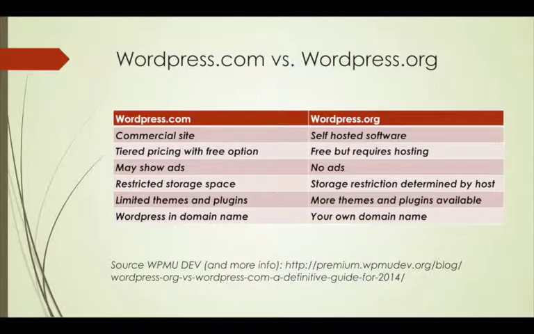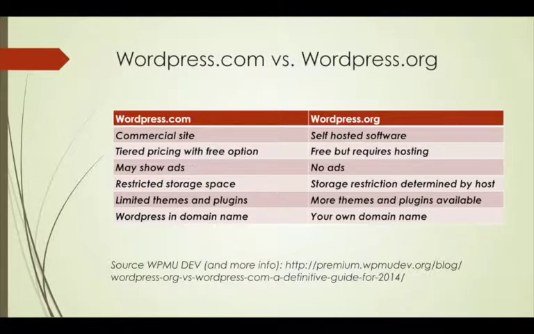On WordPress.com, there are hosting options to make it even more confusing. You can purchase hosting through WordPress.com and create your own domain name, but it has tiered pricing. So if you start with the free option, you might be able to move up. However, the site will still be owned by WordPress.com, so you have some limitations still. It might show ads. You have restricted storage space, so you can't upload more than 3 gigabytes of media to your site without purchasing more space.